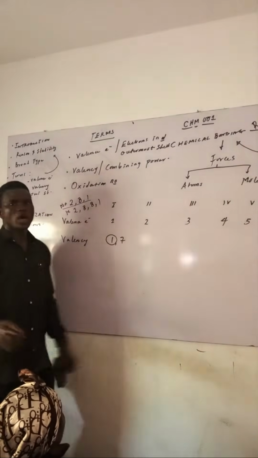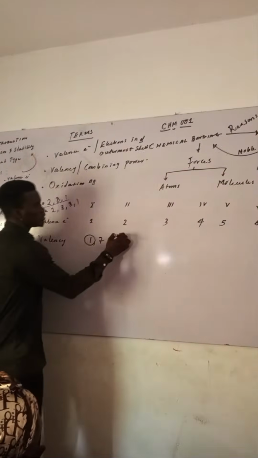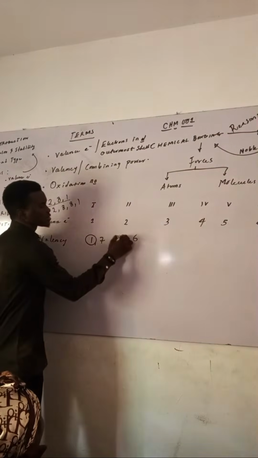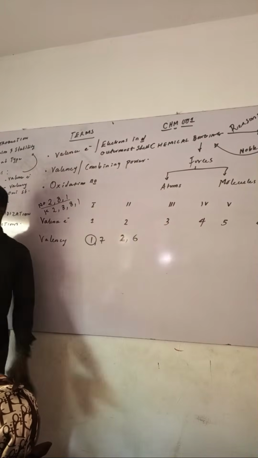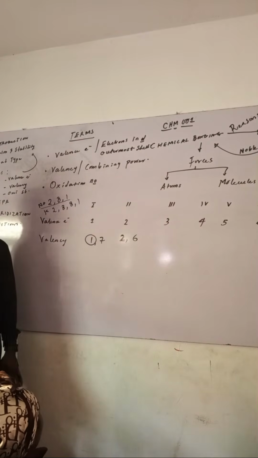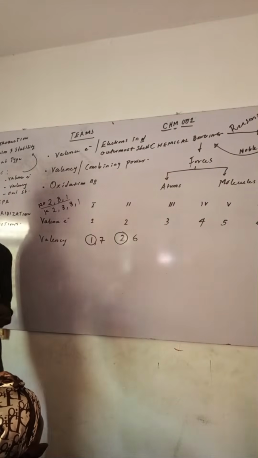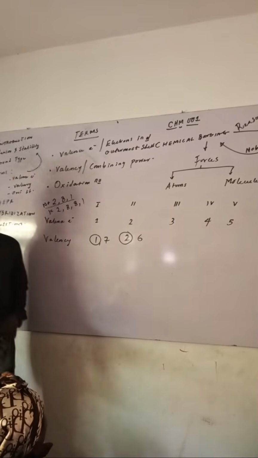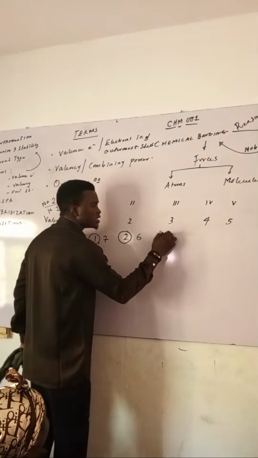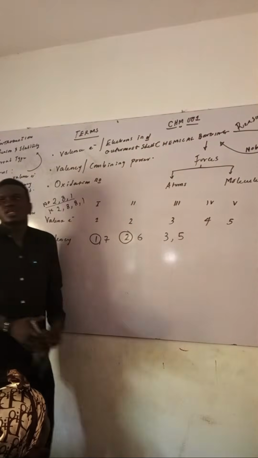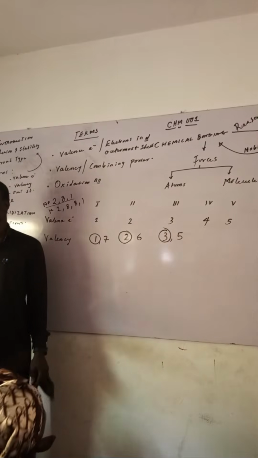Let's look at group 2. What do you think the combining power for group 2 can be? 2 and 6. Do you agree? Yes. Out of the 2 and 6, which one do you think group 2 will majorly use? 2, because it's easier for them to lose 2 than accept 6. I hope you're following. For group 3, what do you think can be their combining power? They can decide to use 3 and 5, but which one do you think they will prefer? 3. 3 will determine their stability.